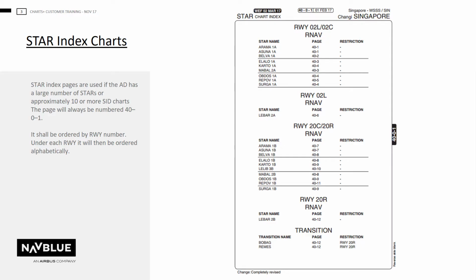Similar to the SIDs chart index page, if the aerodrome has approximately more than 10 star charts, then a star index chart will be created with a page number 40-0-1. It will be ordered by runway order, and under each runway it will then be ordered alphabetically.